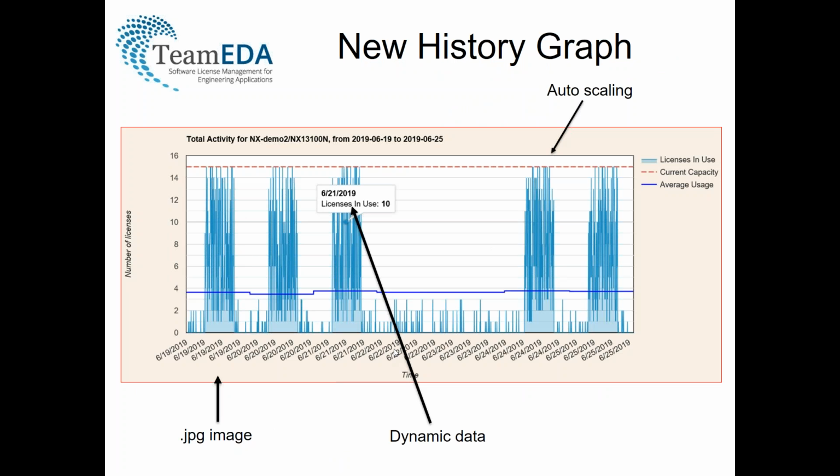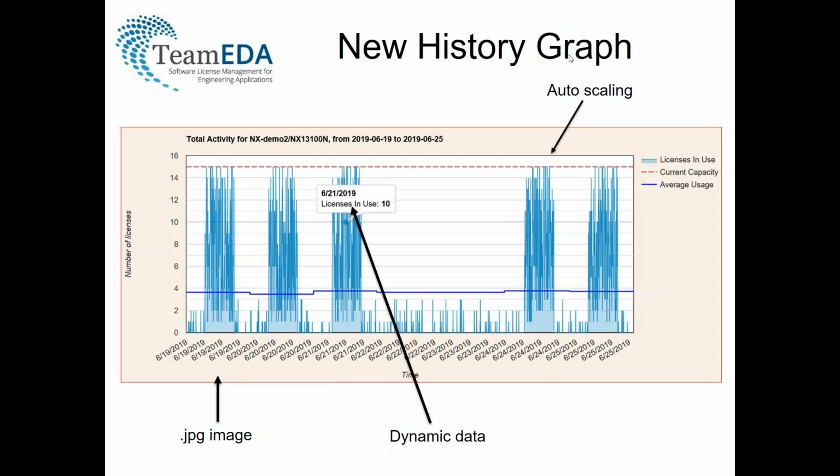This is the new history graph, a little bit different than in prior releases. You'll see you still have the dotted red line, which represents current capacity. But now whenever you scroll across the data, it's going to give you this information, the date and the number of licenses in use. I'll show you this live. It makes more sense. It's dynamic. And of course, this whole document can still be saved as a JPEG image if you wanted to.